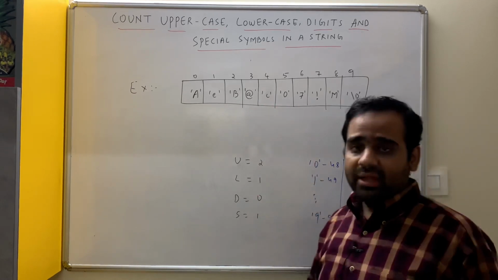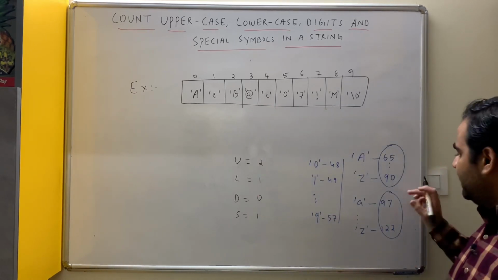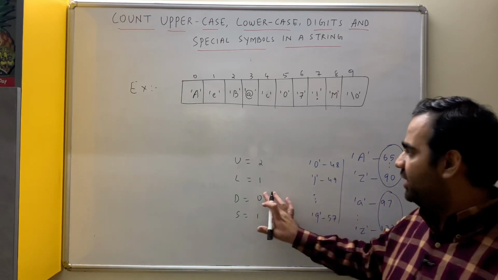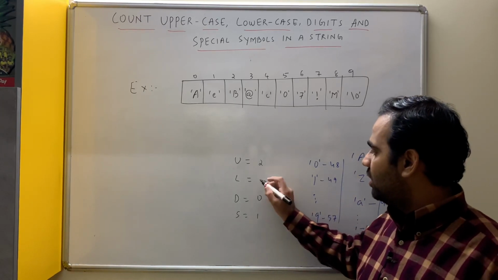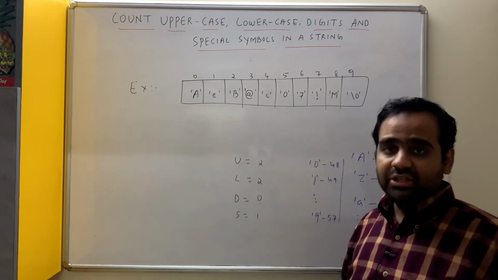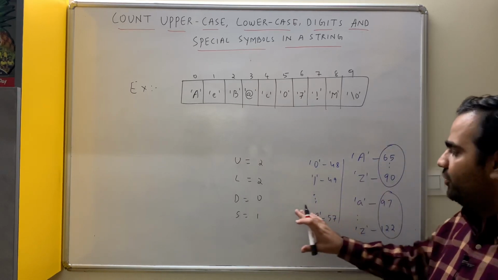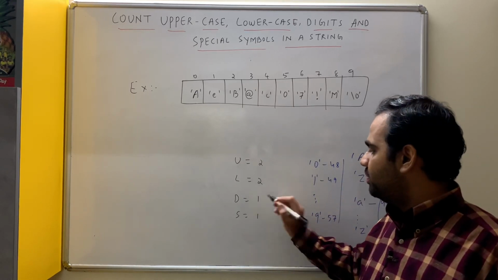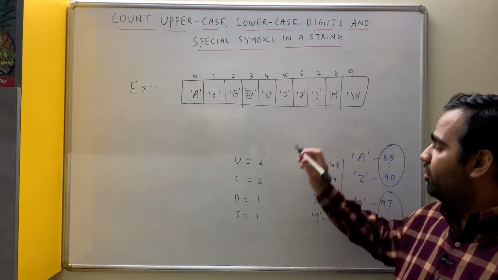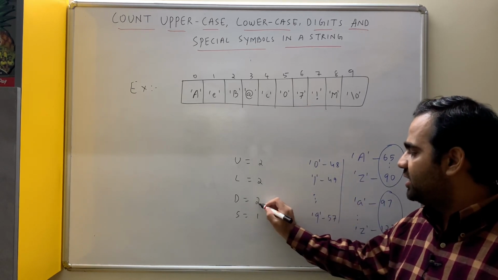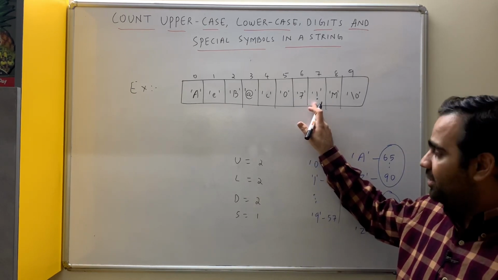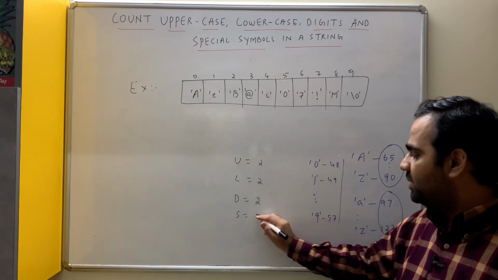Now it is lowercase c. The ASCII value is 99, between 97 and 122. Therefore, you say lower count plus plus. Now it is digit 0, between 48 and 57. Therefore, we say digit count plus plus. It is also a digit, hence we again say digit count plus plus. Then an exclamation, so special count plus plus.